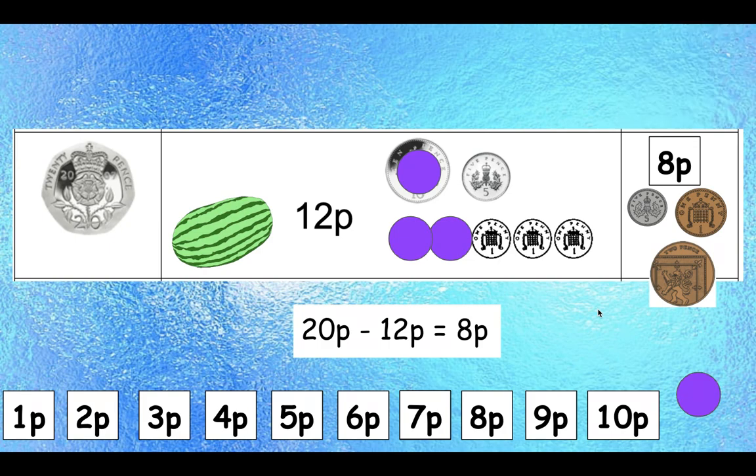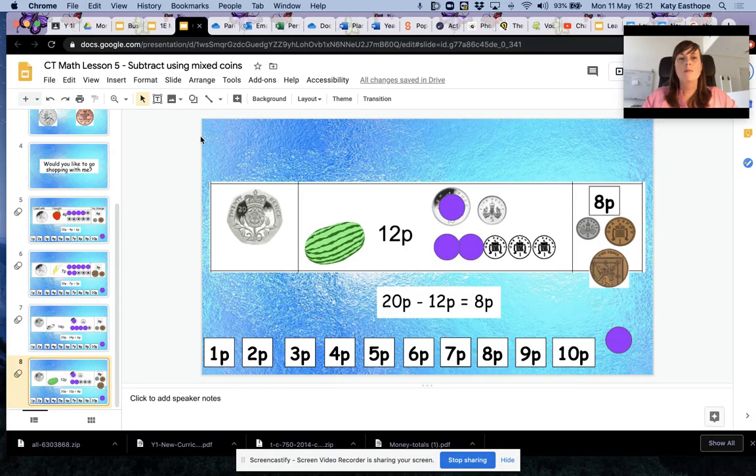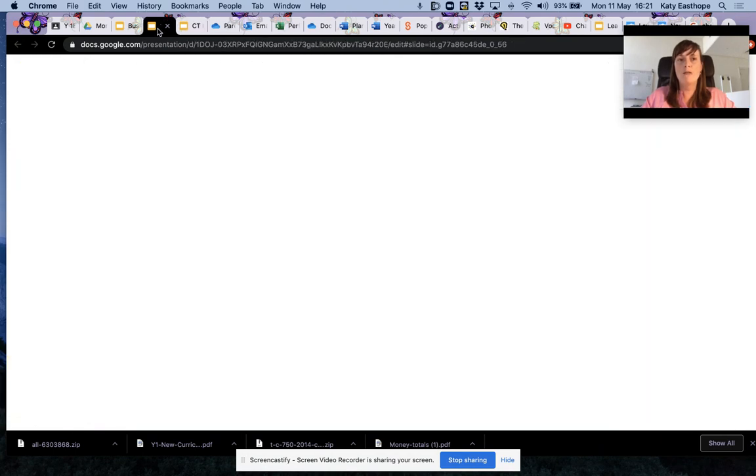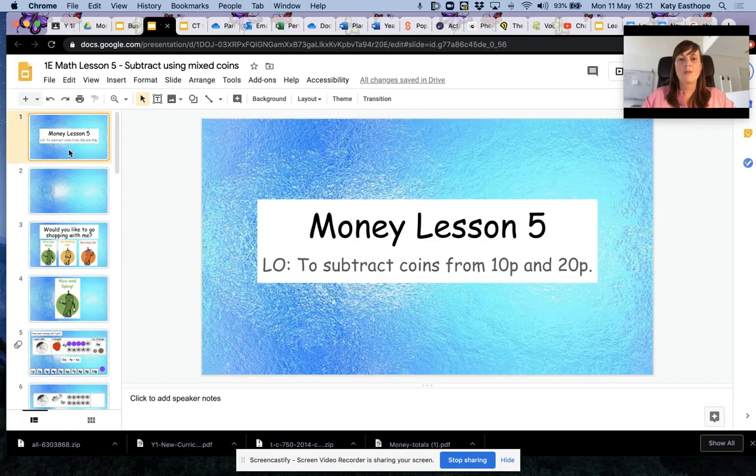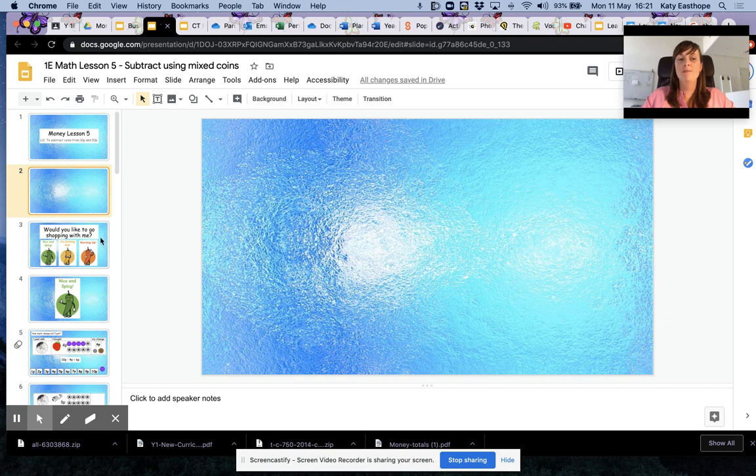Right, now, I need to swap my PowerPoints over. So, that was my instructions for you today. That was me modelling it. Now let me show you what your activity is going to look like. So, it starts the same, Money Lesson 5, to subtract coins from 10p and 20p. Then you'll have my video.